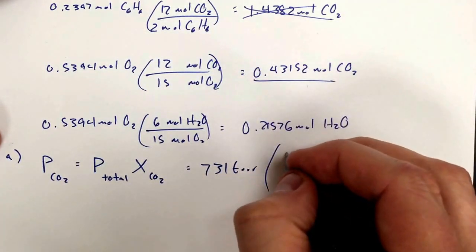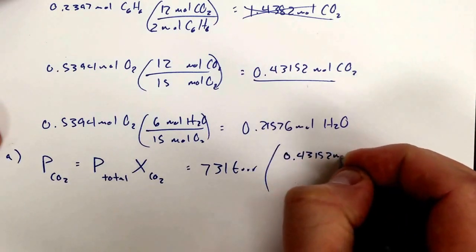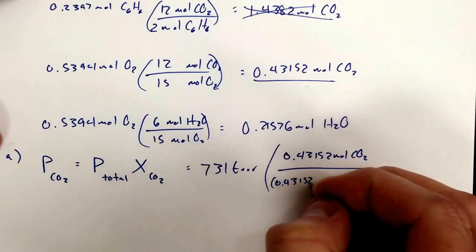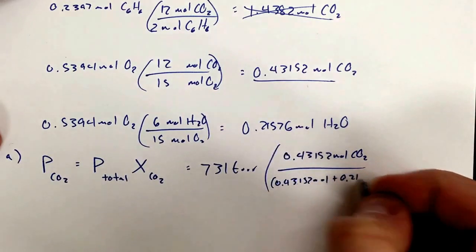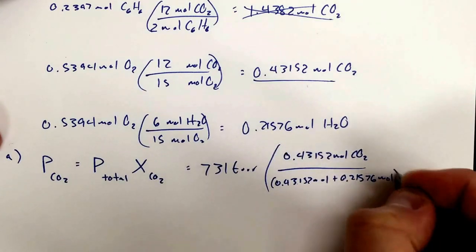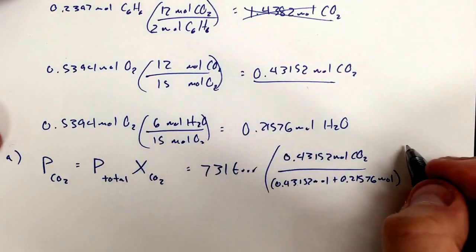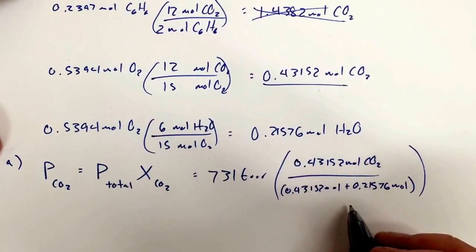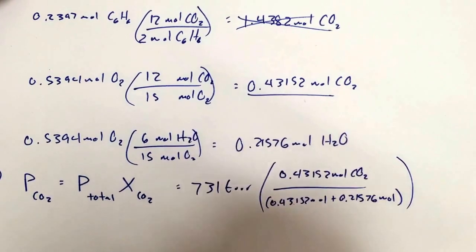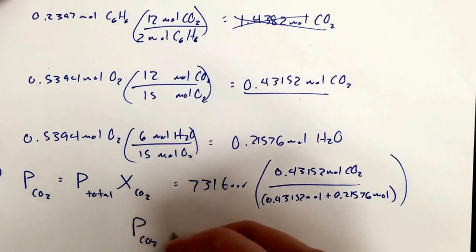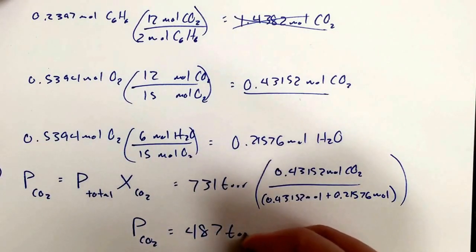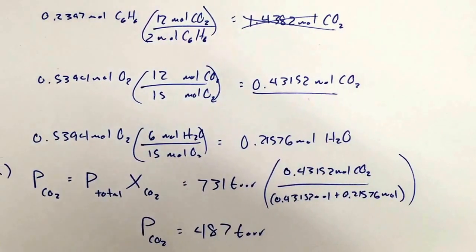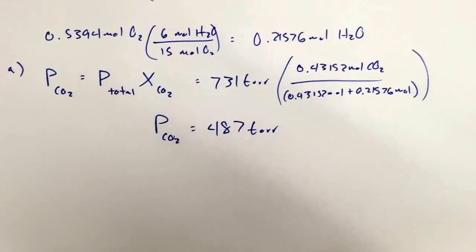So that's the part that is carbon dioxide, 0.43152 moles of carbon dioxide, divided by the total moles, which is 0.43152 moles plus 0.21576 moles, because that's the moles of carbon dioxide and the moles of H2O. So that's the mole fraction right there, which when you add this together becomes 0.64728 in the denominator, and then multiplied by 731 torr, we get the partial pressure of carbon dioxide equals 487 torr. Since it just said what would be the pressure, it didn't say what units, we can leave it in torr. We could convert it to atmospheres if we wanted, but it doesn't say to, so we don't need to.